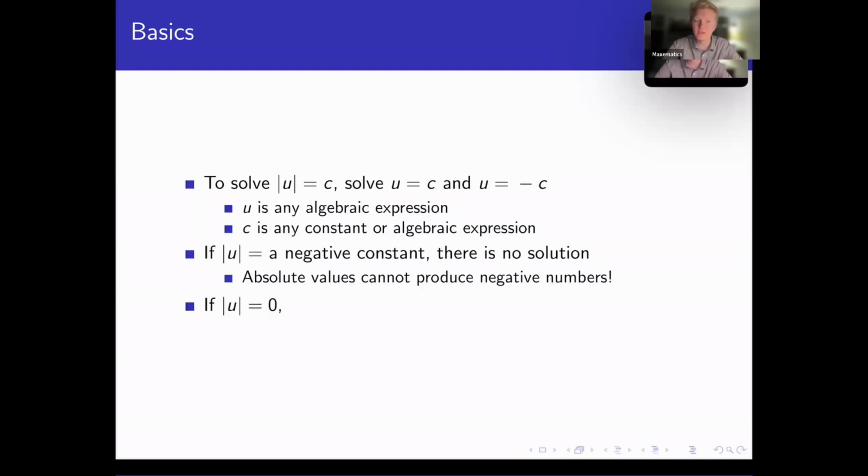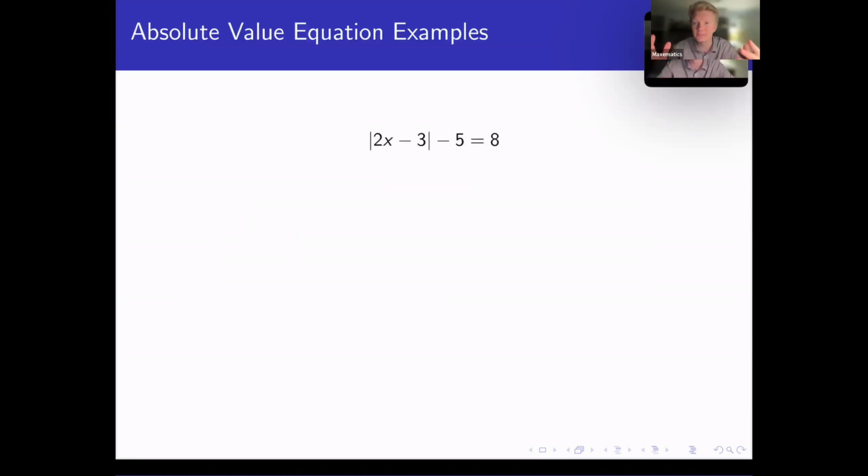And if we have absolute value of u equals 0, well, what you're really supposed to do is u equals 0 and u equals negative 0, but negative 0 doesn't really make any sense. Negative 0 would be the same thing as 0, so all you really need to solve is just u equals 0. So in the case where we have equals 0 on one side, we don't need to solve two separate equations. You're just going to set the inside equal to 0. So let's get right into it.